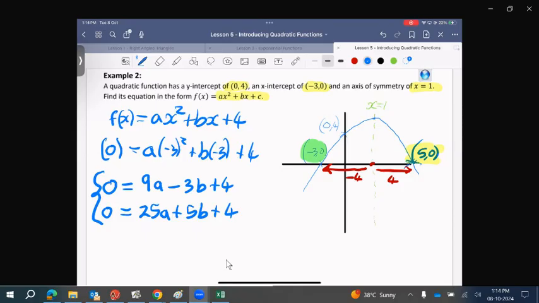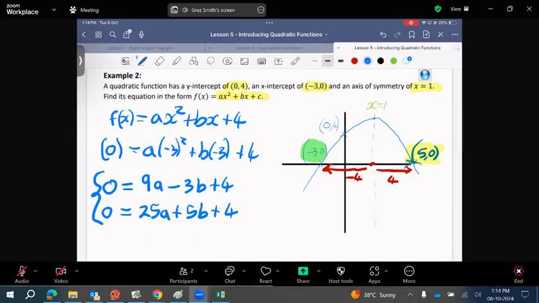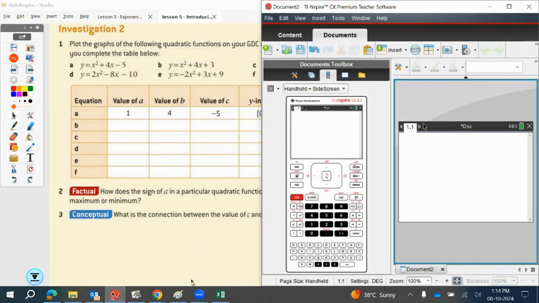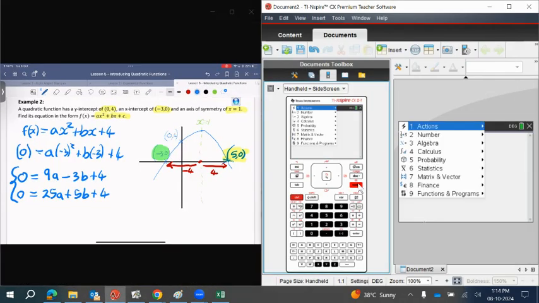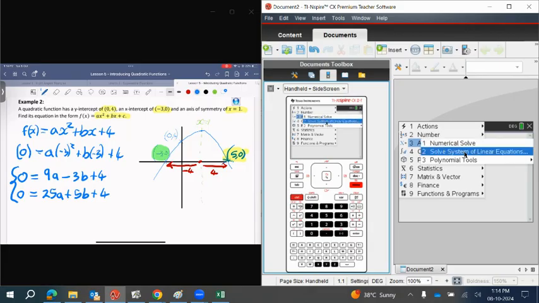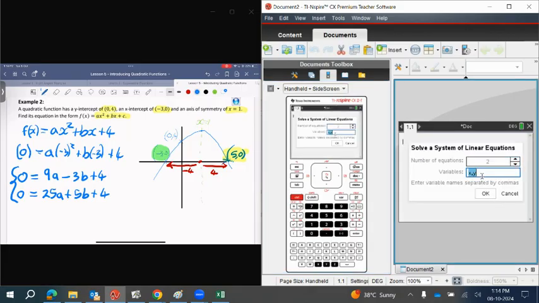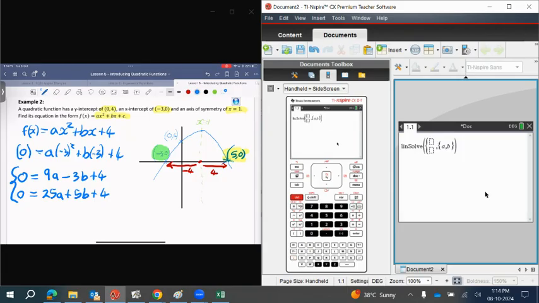So what we need to do at this point is use the graphing calculator to solve the equation system. So let me pop that up here. We can type this into the graphing calculator using menu, algebra, solve a system of linear equations. We can change from x and y to a and b. And then we can type the equations in as we see them. So we got 0 equals 9a minus 3b plus 4, and 0 equals 25a plus 5b plus 4. This gives us our answers.